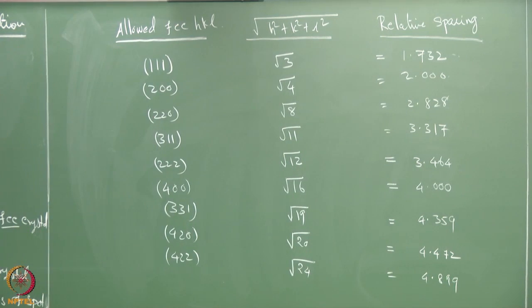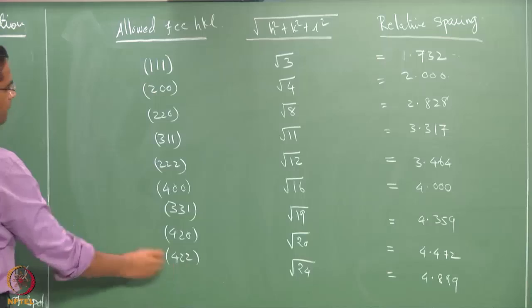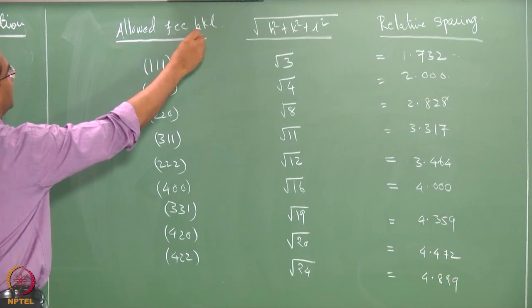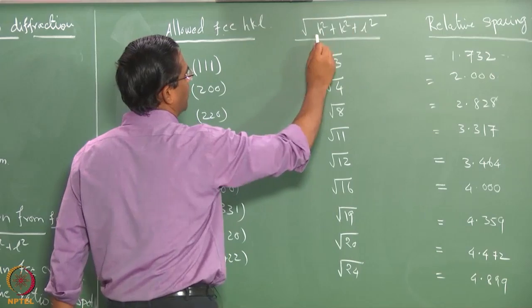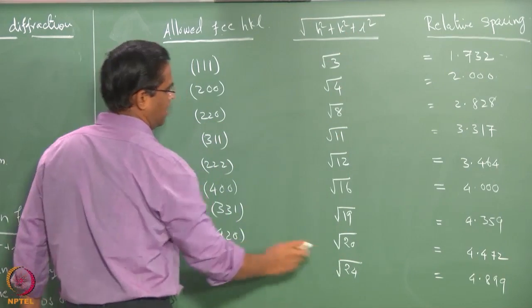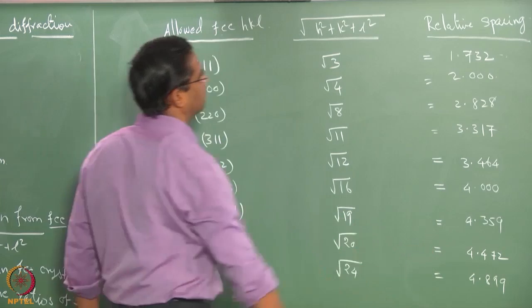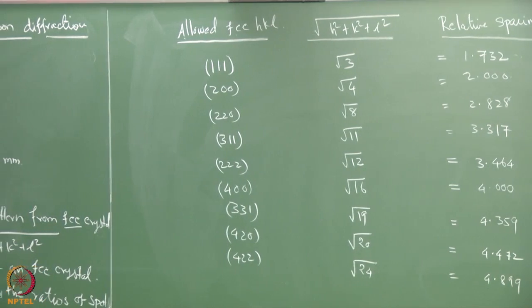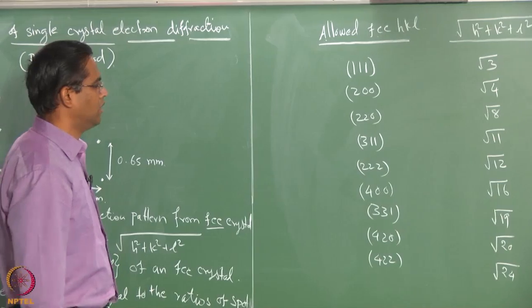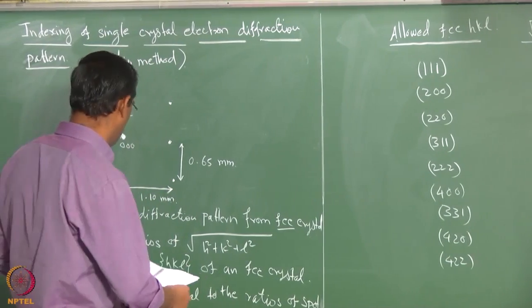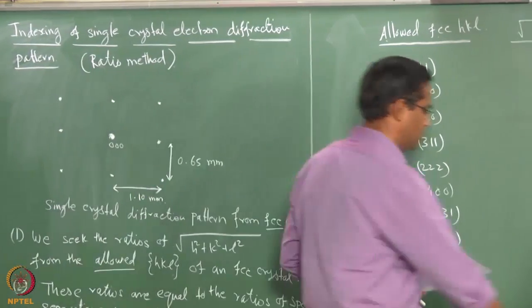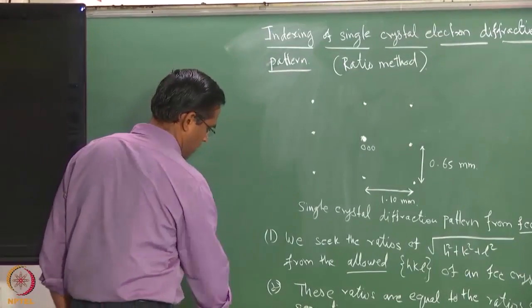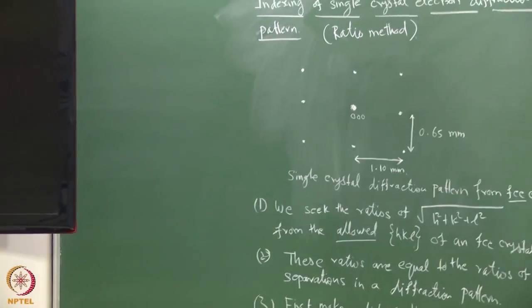So, what we have done now is we have generated a table. What are these indices? These are all allowed FCC HKL. So, we have done the square root of h square plus k square plus L square like this, and these are relative spacings. This is to be compared. Now, the next step is what we will do. First, we have to look at this. I will write down the procedure, so this is procedure number 4.